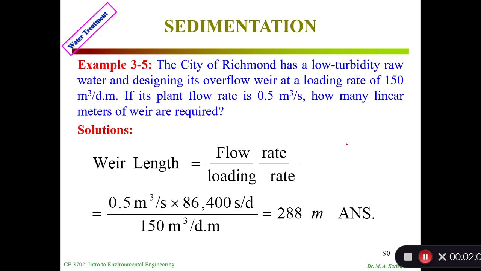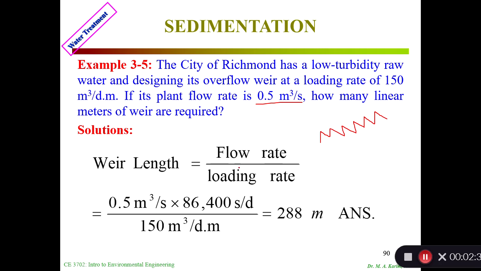The city of Richmond has a low turbidity raw water, and in designing its overflow, we use an overflow rate of 150 meter cube per meter per day. Its planned flow rate is 0.5 meter cube per second. How many linear meters of weir are required? Weirs are nothing but like this. Okay, I'm going to show you some pictures of how it looks.